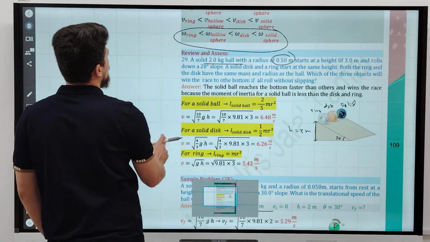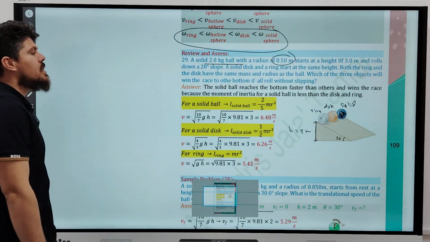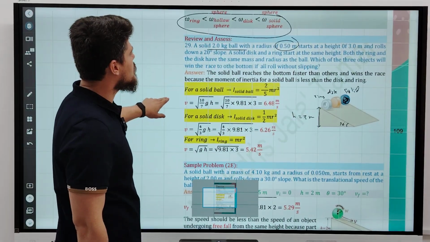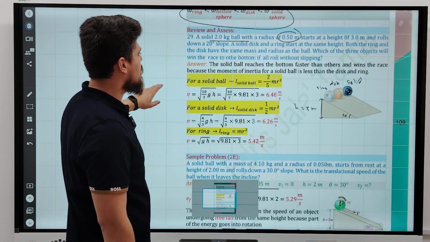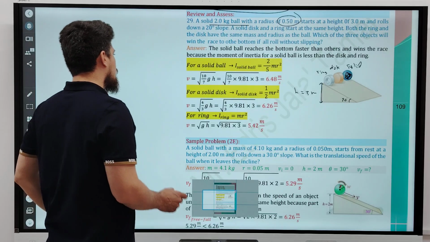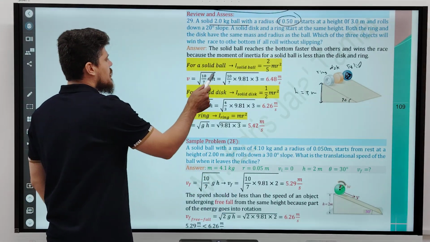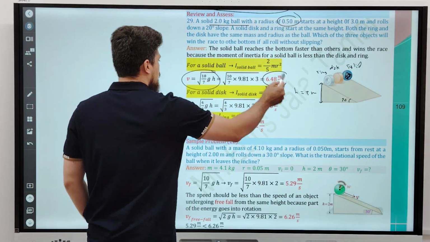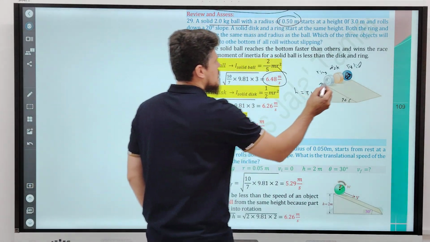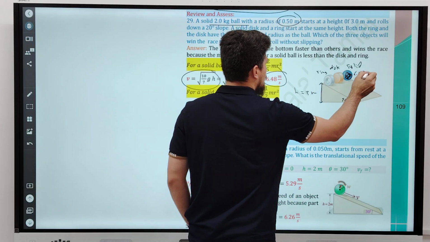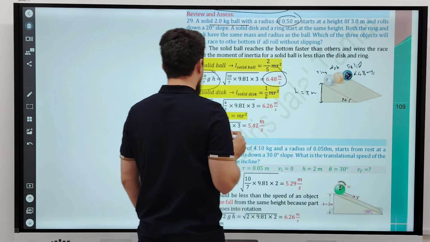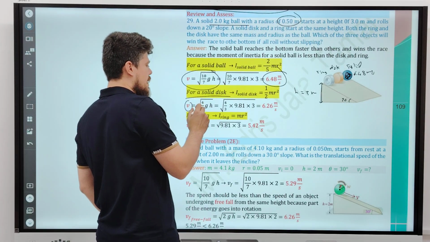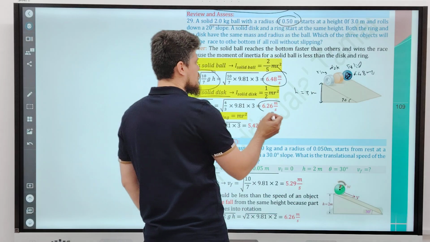Absolutely the solid sphere. The solid sphere wins this race. Why? Because the angular speed for the solid sphere is bigger than the angular speed of the disc, the hollow sphere and the ring. And also mathematically you can prove it. Velocity for the solid sphere is equal to radical 10 over 7 gh. Replacing, final velocity is 6.48 meter per second. This is the velocity of the solid sphere. For the solid disc, velocity is equal to radical 4 over 3 gh, which is equal to 6.26.